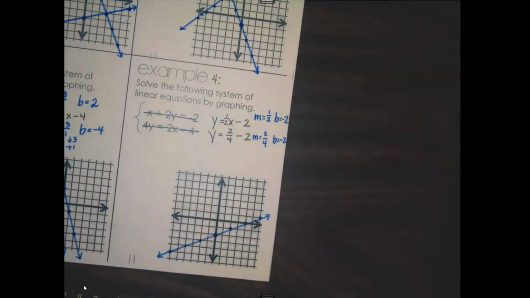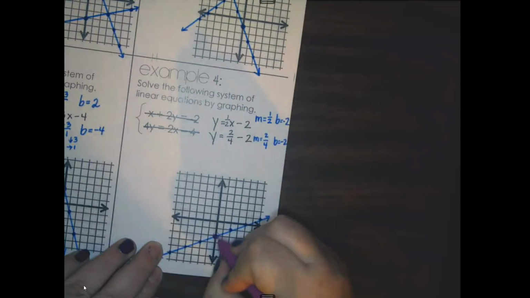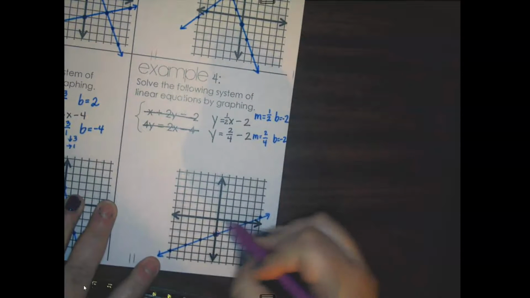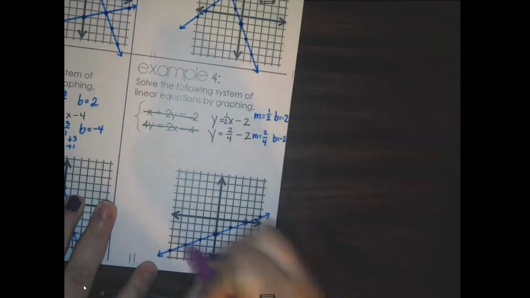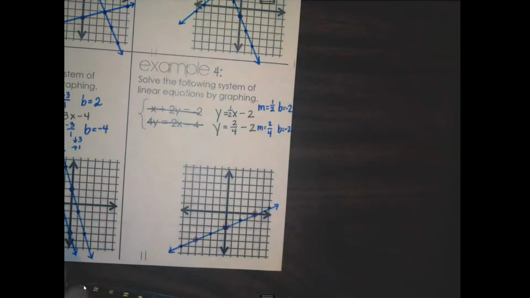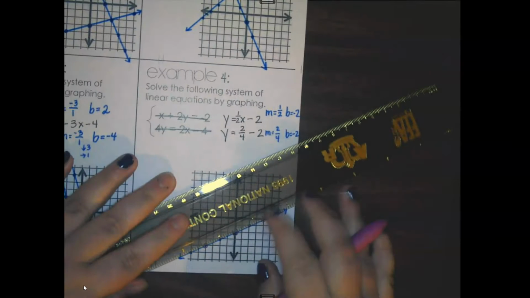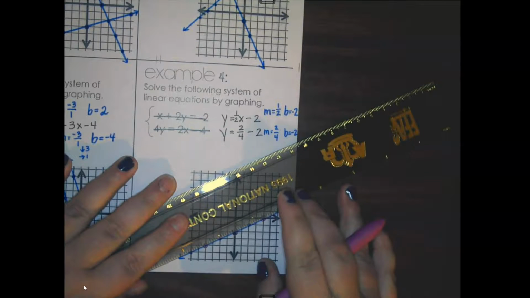Maybe I need to do this one in a different color. Maybe that'll help see. I'm going to start here also. Rise 2, run 4, left me right there. Go down 2 and over 4. Connect those points, which we shouldn't have to, but hey, why not?